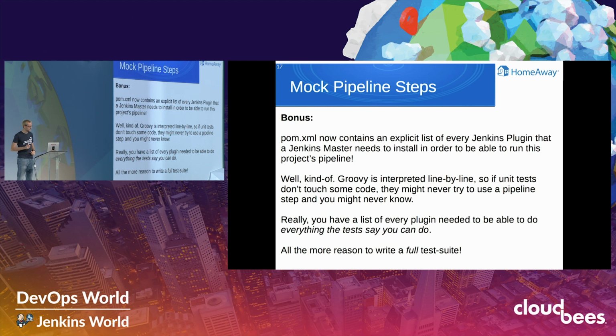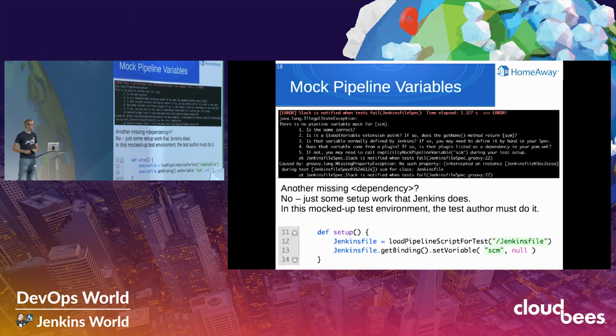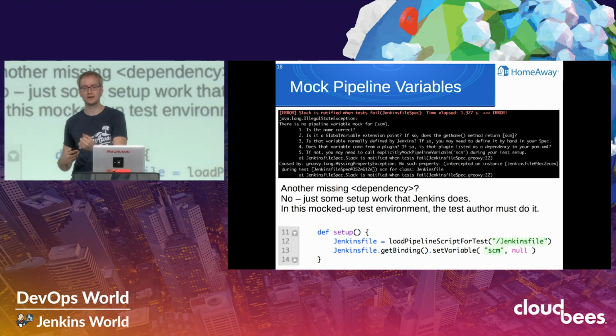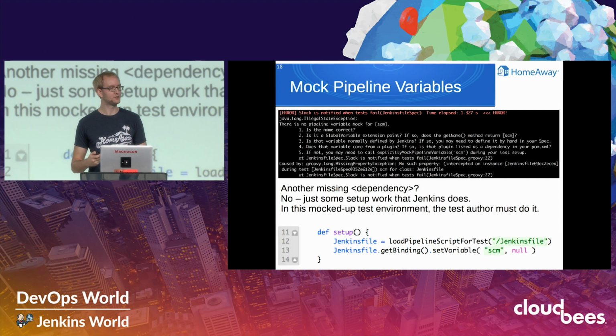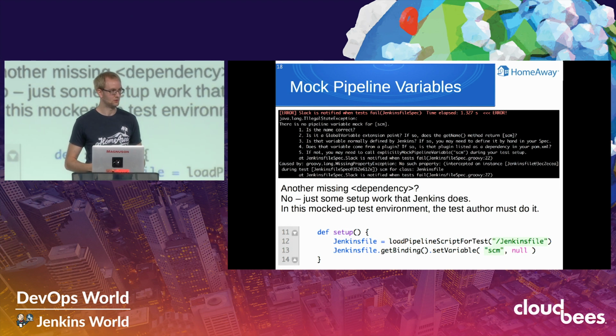OK. So we add that dependency, and we run it again, and we get a new error message. This one's also an illegal state exception, but it says there's no pipeline variable mock for scm from the checkout scm idiom. What's going on there? Are we just missing another dependency? No. The scm variable is set up by Jenkins as a convenience to us before it kicks off our pipeline. Here in this unit test, there is no Jenkins. We must do that setup work.